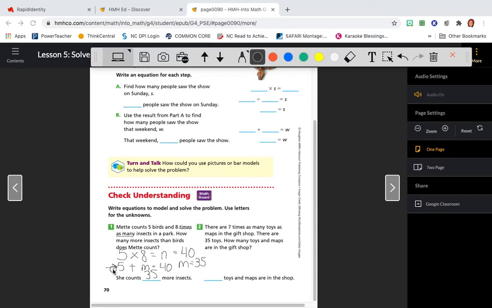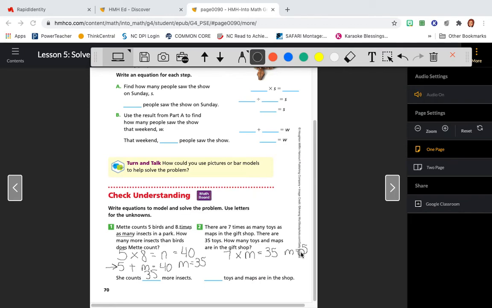All right, number 2. There are 7 times as many toys as maps in the gift shop. There are 35 toys. How many toys and maps are in the gift shop? So there's 7 times, so we're multiplying, as many toys as maps in the gift shop. There are 35 toys, so we don't know how many maps, so that's our unknown. So there's 35 toys, so now we need to find out our unknown here. So we need to divide, and when you divide, you find out that M is 5.